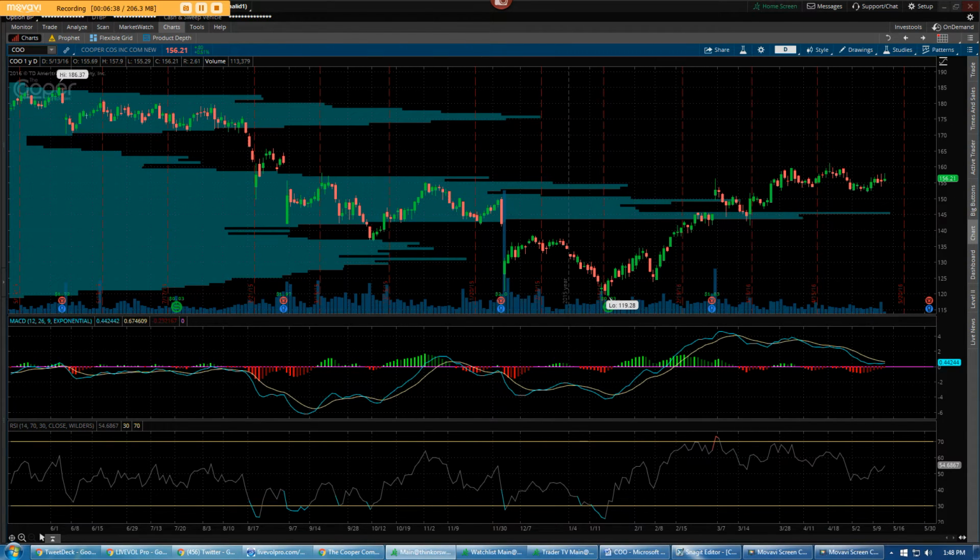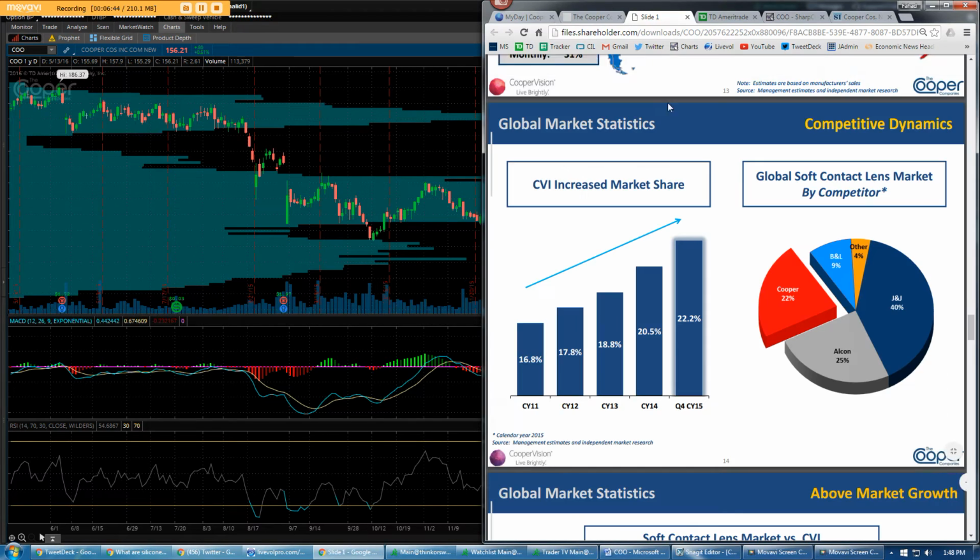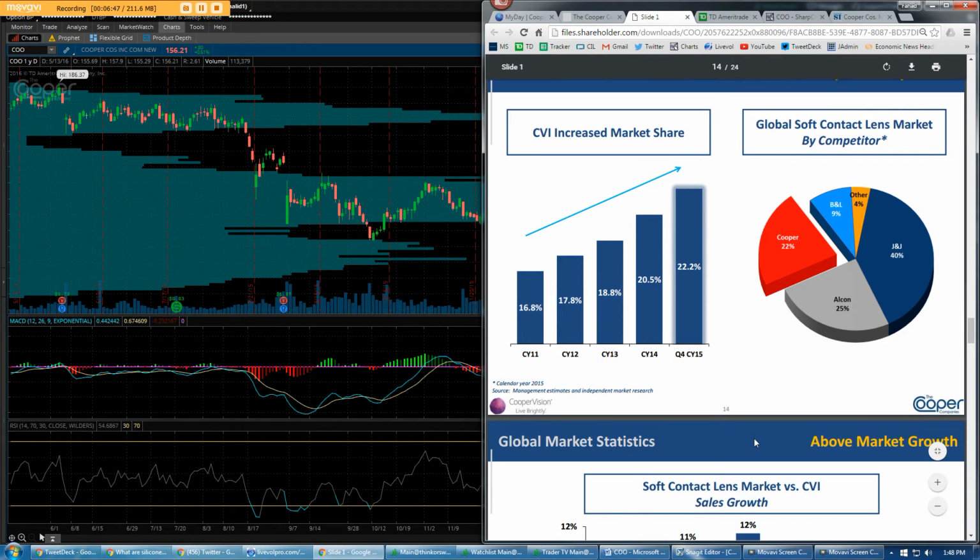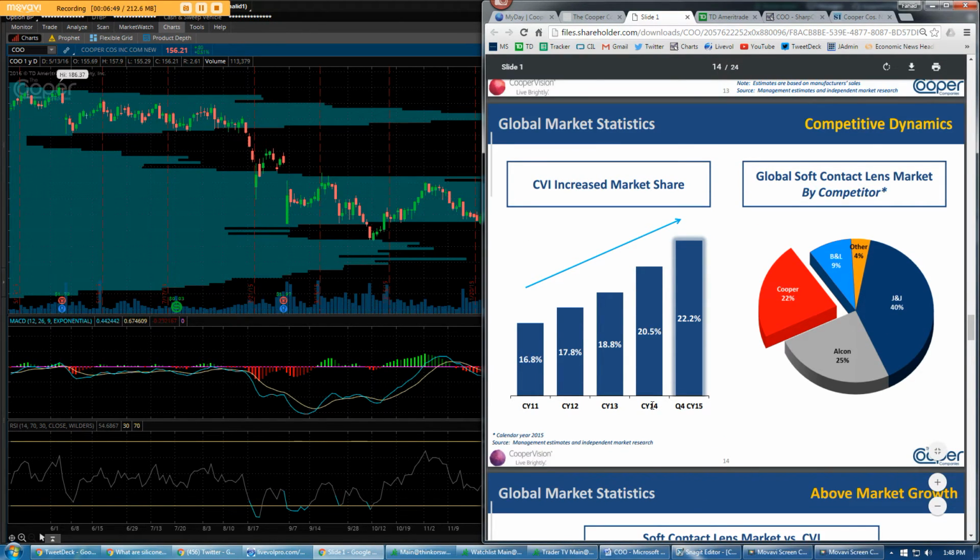Now let's take a look at the fundamentals. Now, this is the chart that I wanted to start with right here. This is the management presentation that the company gave in April. Okay, so this was fairly recent. This was a couple of weeks ago. This was a presentation that they gave in their analyst meeting.